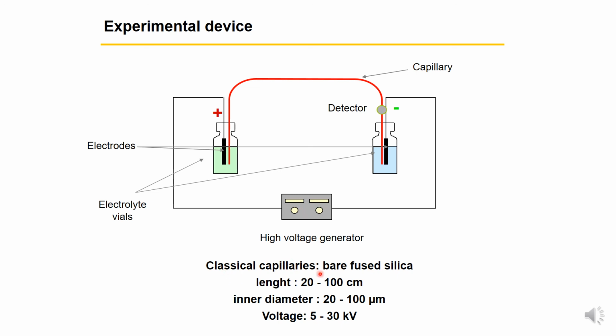The classical capillaries are bare fused silica capillaries. We will speak about that because it is very important to see that. The length of the capillary is generally 20 to 100 centimeters, and the inner diameter is 20 to 100 micrometers. And you see, this is a very small, very miniaturized system. The voltage is between 5 and 30 kilovolts, which is a high voltage.